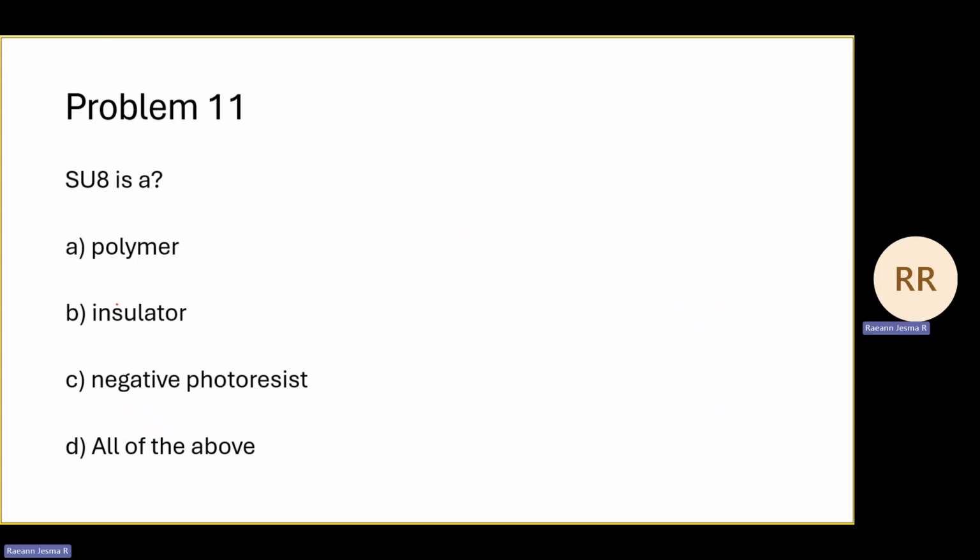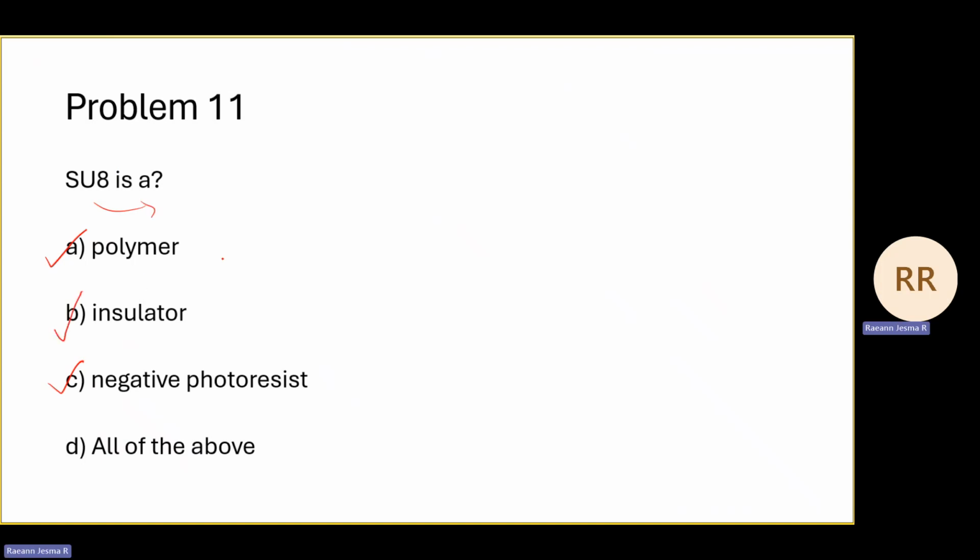So we have options. Option A is polymer, option B is insulator, C is negative photoresist, and D is all of the above. So we know that SU8 is a negative photoresist, right? And photoresist generally consists of polymer, some photoactive compounds, as well as some solvent. So it is a polymer, so that is also correct. And you know that SU8 is an insulator.